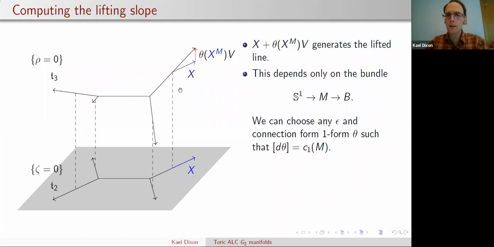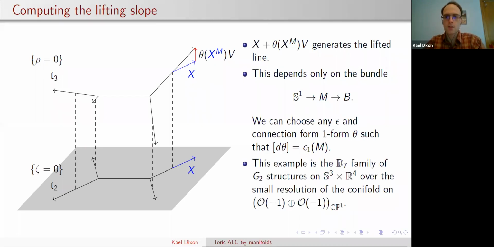So this is a nice formula, and the important thing that makes it extra nice is that it doesn't depend on much. It only depends on the bundle, but it doesn't depend on this epsilon parameter for a family, and more importantly, it doesn't depend on theta. It just depends on the fact that d theta represents the first Chern class. So when we're actually looking at this construction, we don't have to compute what theta is. We just need to look at the topology and find some nice theta to sit in for it.